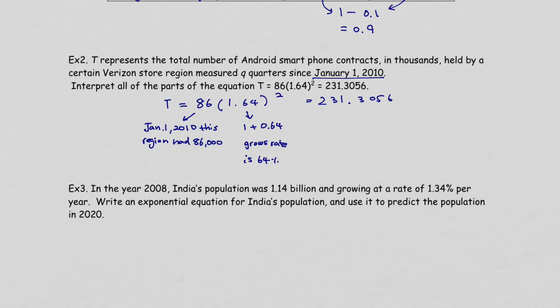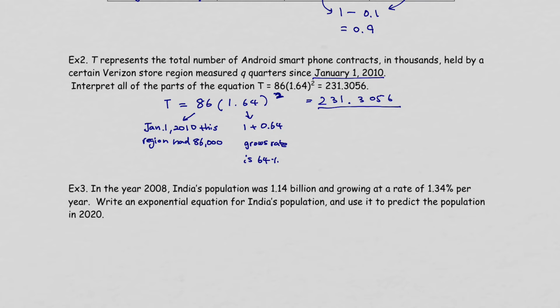And this 2 right here, the square, shows the second quarter, right? This is going to be the terms. So in the second quarter, approximately, the Android user contract count is this number, right? That's what you're seeing in this formula.